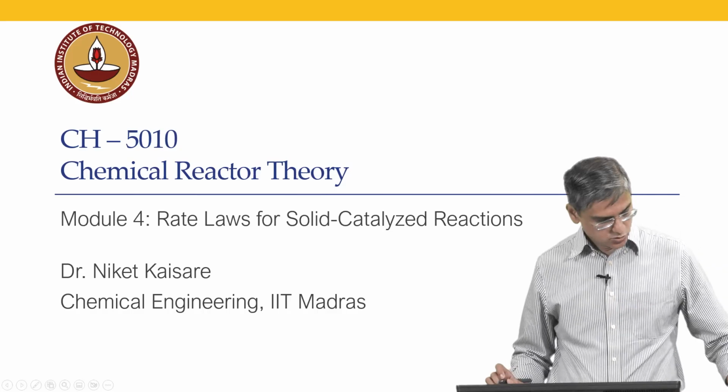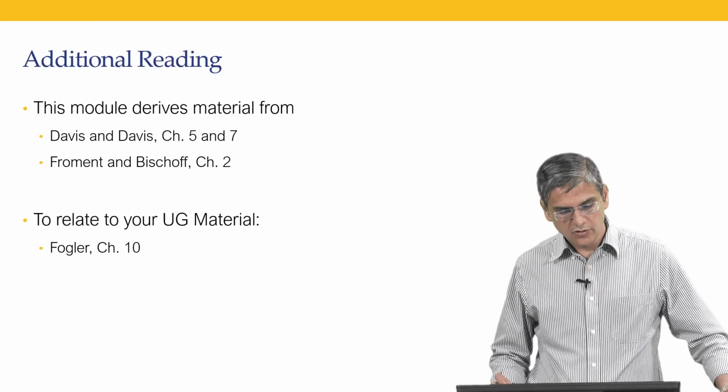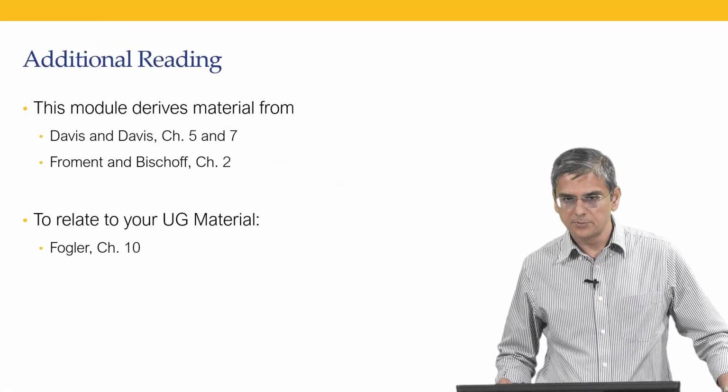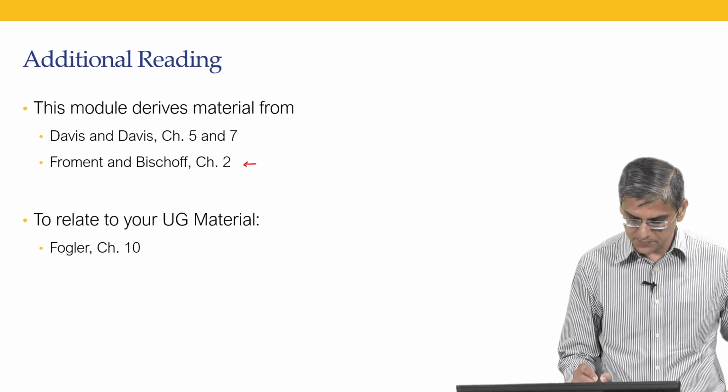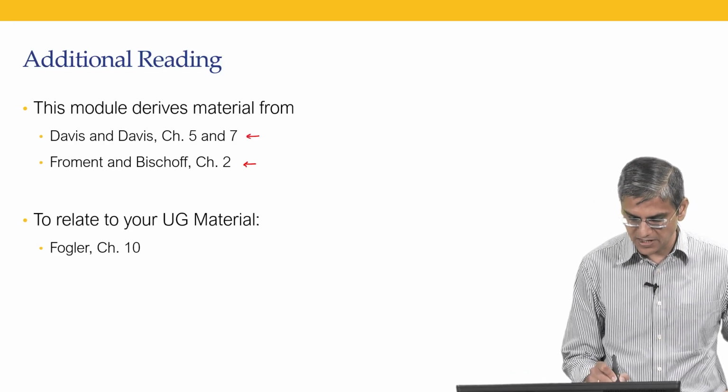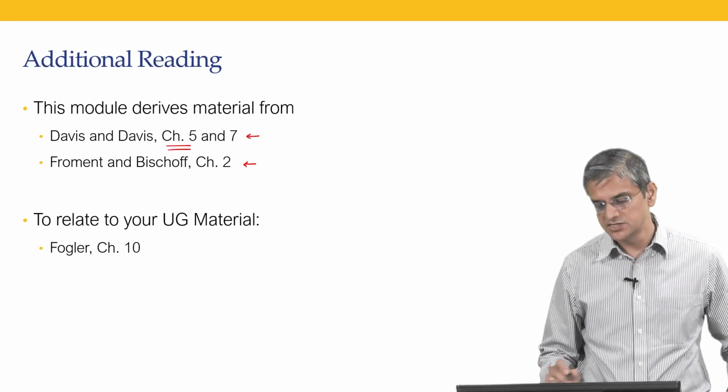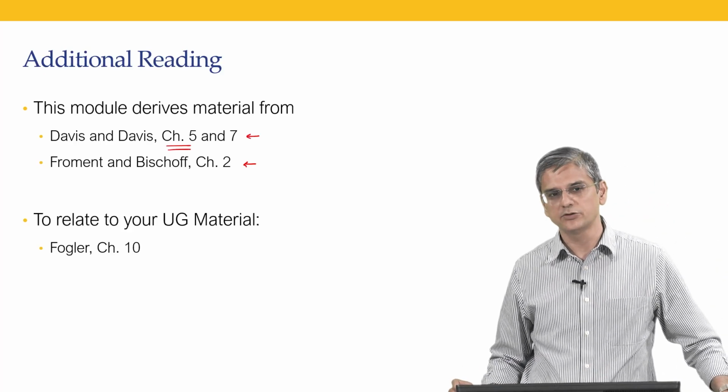Okay. So, what are the chapters in the book? Froment and Bischoff second chapter, and Davis and Davis primarily chapter number 5. Chapter number 7 is what is called microkinetic modeling.